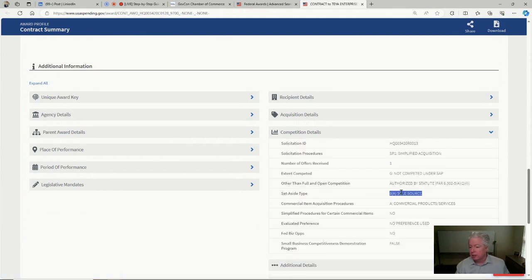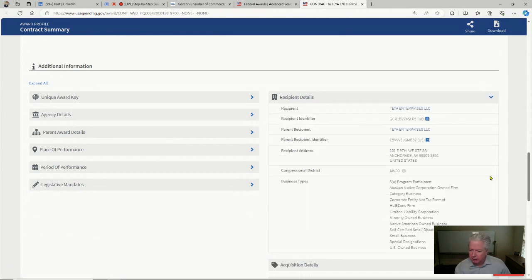So here, this is pretty interesting, right? It was an 8A, I love this, simplified acquisition, but it was 8A sole source. And so this is an interesting one. I might go in there and try to push it. I'm assuming if I looked at the recipient that they're an ANC. So right here, they're an ANC. That's the only way it's a sole source for that much money, which is fine. I don't really care about that at the moment.